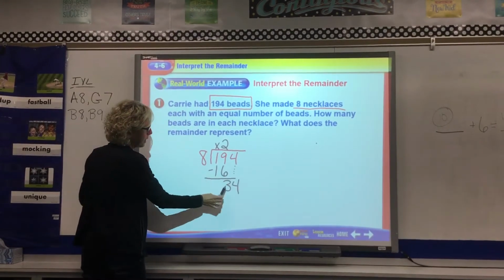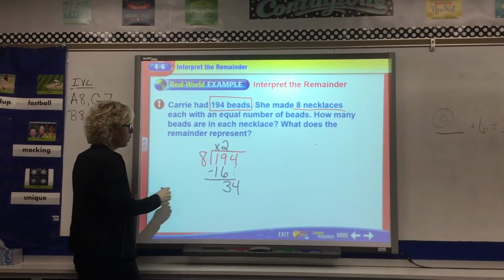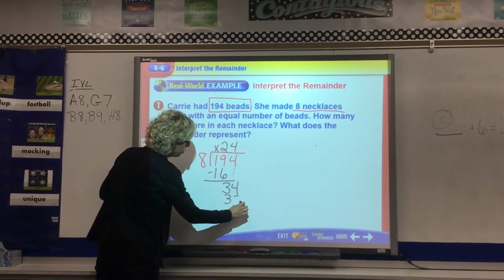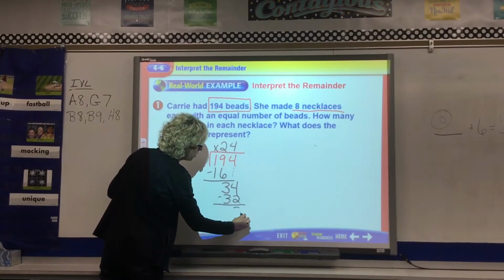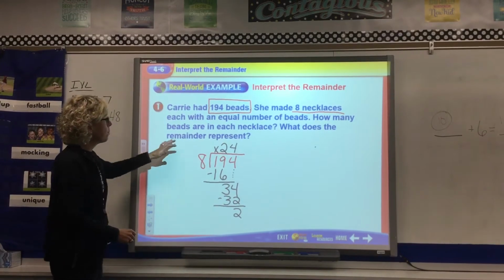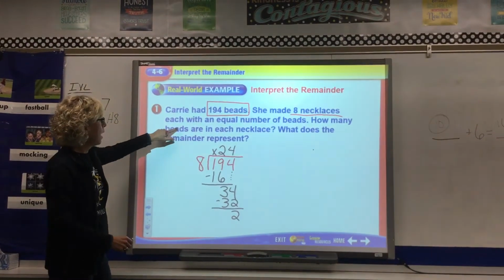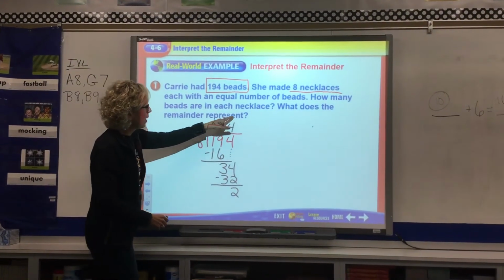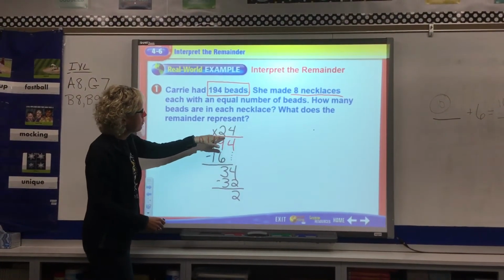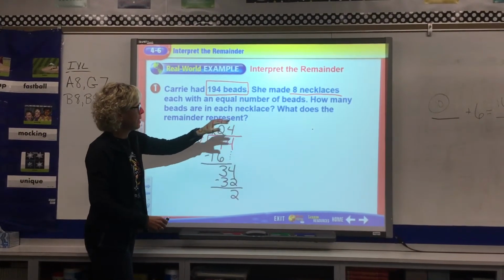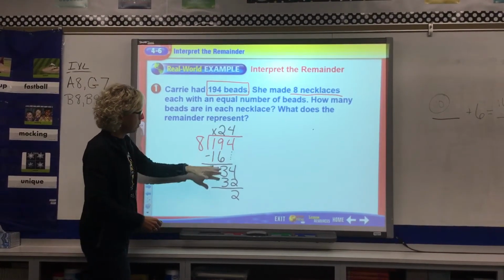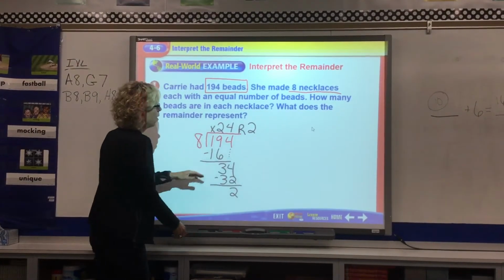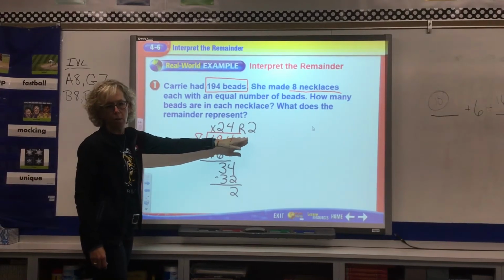How many times does 8 go into 34 without going over? And you would say 4. 4 times 8 is 32. Subtract, and you get a remainder of 2. Okay, so going back into our problem, how many beads are in each necklace? You would say we would have 24 beads in each of the 8 necklaces. And what does the remainder, this 2, represent? That remainder represents the beads left over.